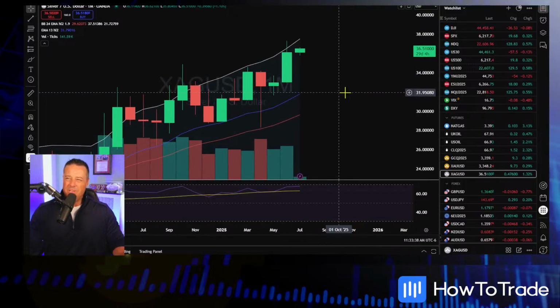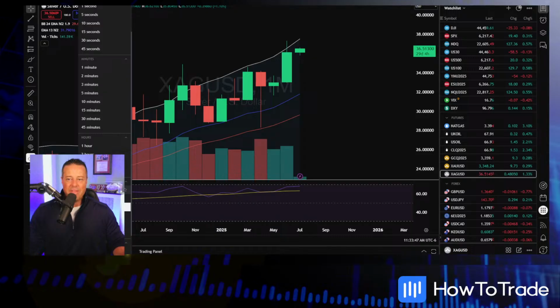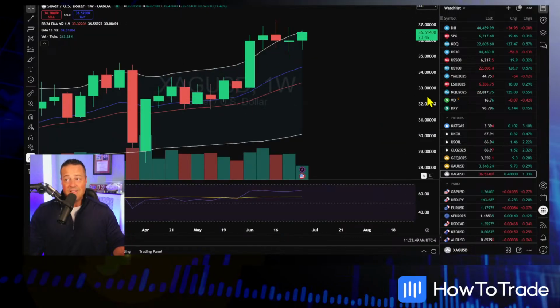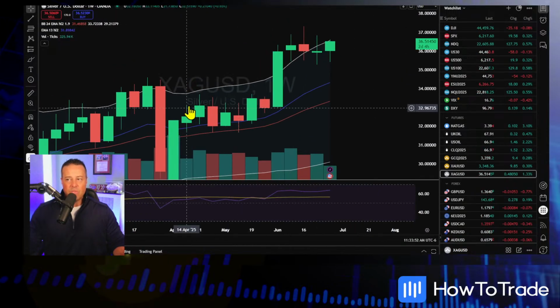You'll notice I don't really do the big round numbers and the key levels with silver. We did 35 and it was successful, but this is a different animal, guys. Silver does not reflect the movement of gold. It just doesn't. So something like this on a weekly, this could be useful to us.